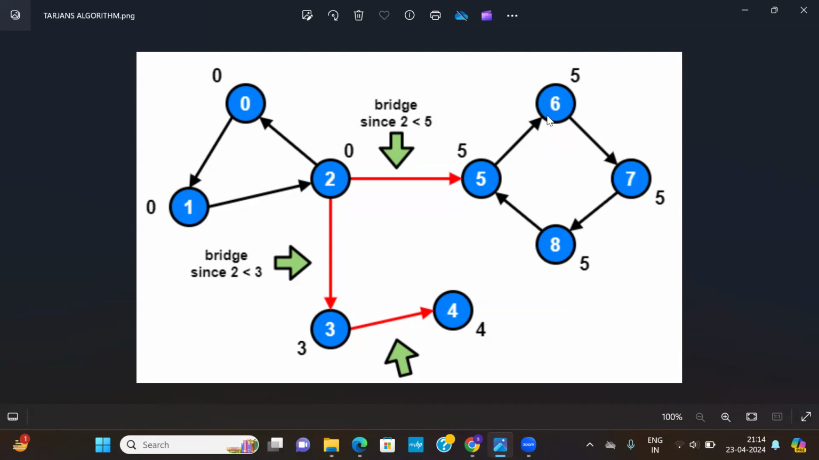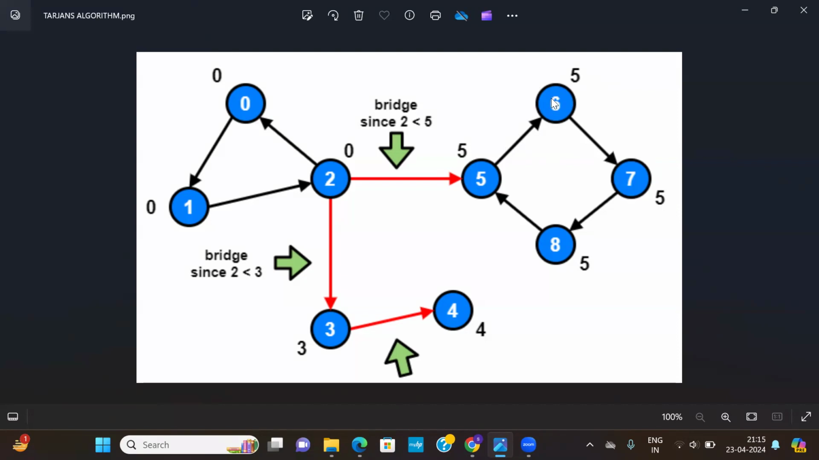What is the time of insertion of 6? It was 6. The lowest time of insertion of 7 was 5. So is 6 lesser than 5? No, the condition becomes false. It means this is also not a critical connection. So from 6, now I will go to its adjacent nodes, 7 and 5. The lowest time of insertion of 7 was 5.